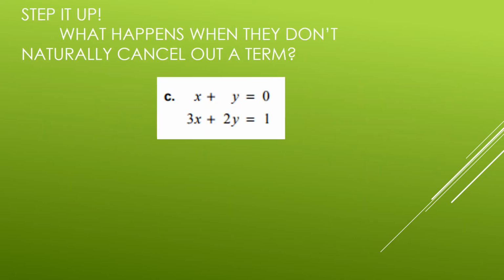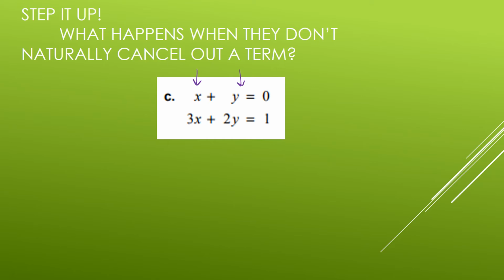Okay, so now what we want to really look at is what happens when they don't have a positive and a negative that automatically cancel. So in that case, we have to just be smart and manipulate a little bit. You still have a choice. Your choice is either to cancel the x's or the y's first. It doesn't matter which one.